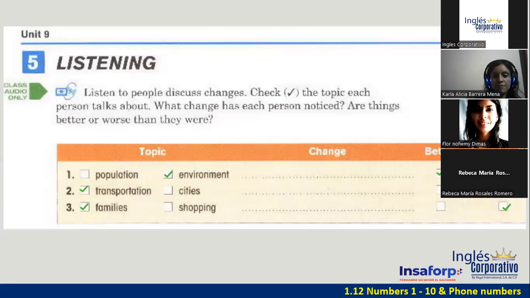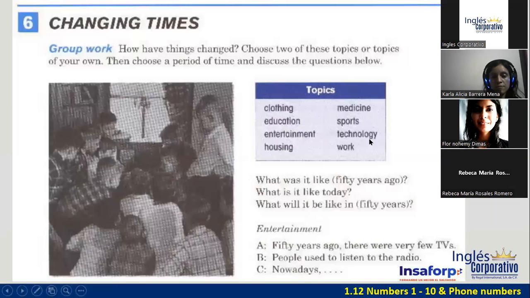Okay, so I'm going to delete here my drawings. There we go. Now over here, guys, there is a section. It says, how have things changed? Choose two of these topics or topics on your own, then choose a period of time and discuss the questions below. So what are the three questions that we have?